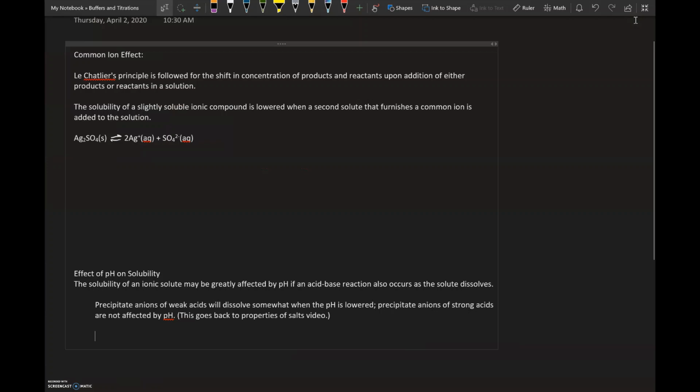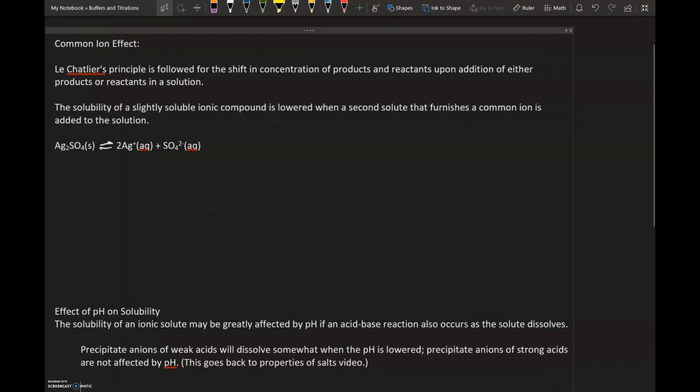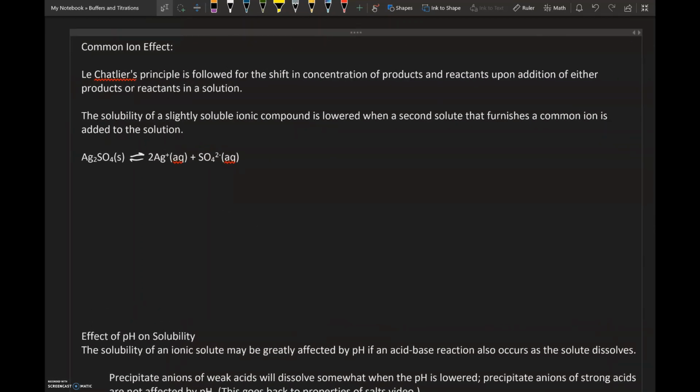So, alright, let's talk about 2 effects that could potentially alter the position of the equilibrium with Ksp. The first one is the common ion effect. We've talked about this before, and this is just an application of Le Chatelier's principle, where we study how the concentration of the products are affected, and ultimately that affects the equilibrium's position. And the solubility of a slightly soluble ionic compound is lowered when a second solute that furnishes a common ion is added to the solution.